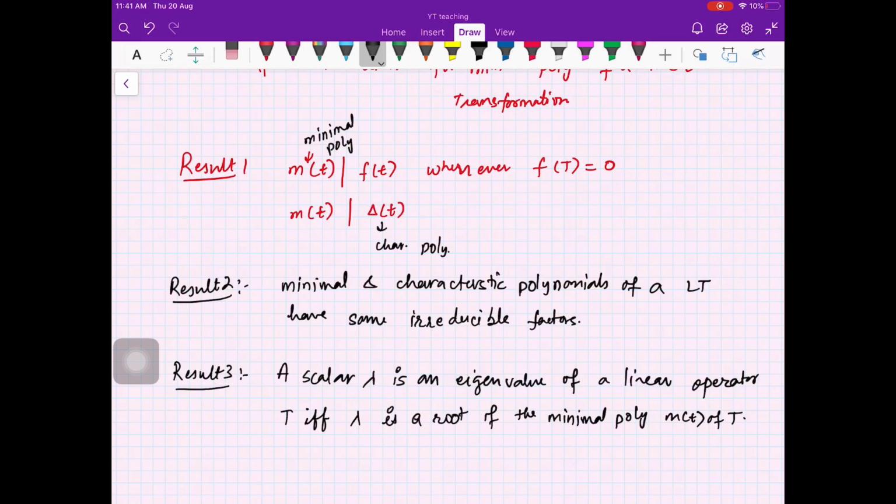So till now we have seen how to find the minimal polynomials. In the next video we'll try to find the minimal polynomials of some special matrices like the diagonal matrices and the triangular matrices. So these are the next topics which we'll be covering in the next few videos.